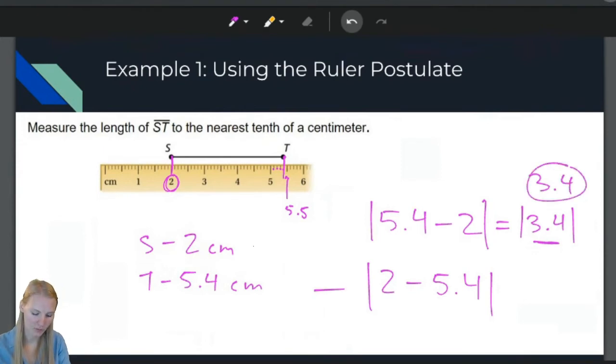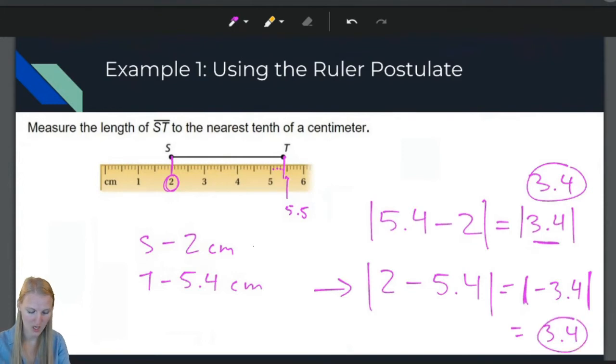Now what would have happened if we had done the smaller number minus the bigger number? 2 minus 5.4. Well, 2 minus 5.4 is negative 3.4. But our absolute value makes everything inside of it positive. So this is also 3.4. So see, it doesn't matter whether you do the bigger number minus the smaller number or the smaller number minus the bigger number. As long as you take the absolute value, you get the same answer. So this is our answer.